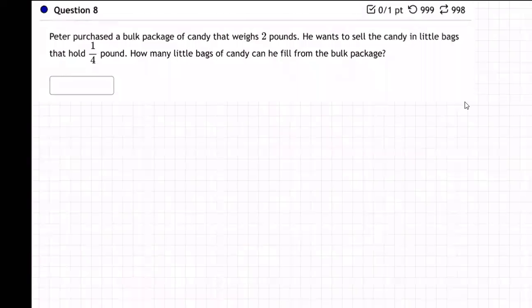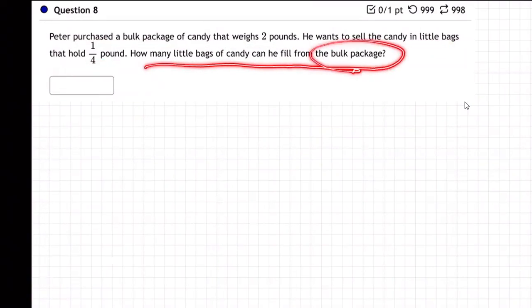Okay, so here on number 8, we've got: Peter purchased a bulk package of candy that weighs 2 pounds. He wants to sell the candy in little bags that hold 1/4 pound. How many little bags of candy can he fill from the bulk package?